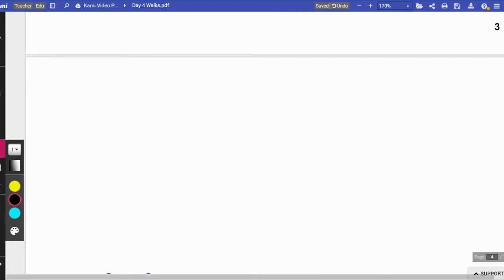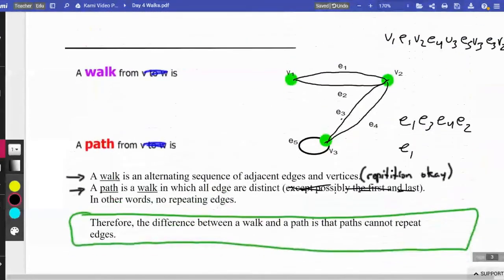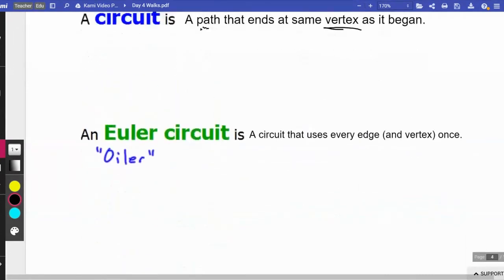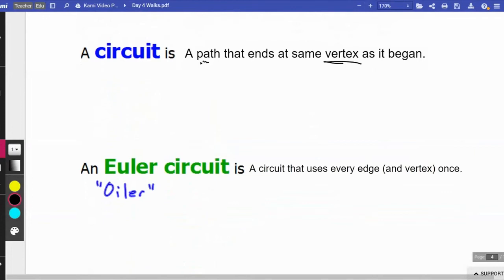We could have made an Euler circuit right here, except we would have used V2 twice, and we would use V3 a couple times, and we wouldn't have done the loop, so we would have missed out on the Euler circuit. But that's the main thing. Euler circuits are hard to come by because you have to use every edge and vertex once.